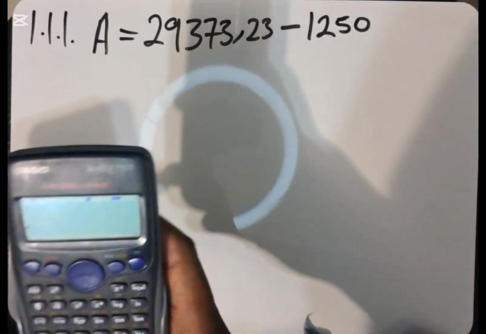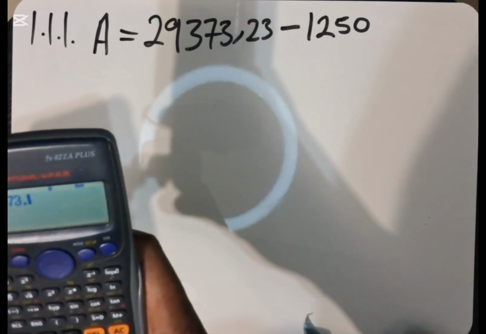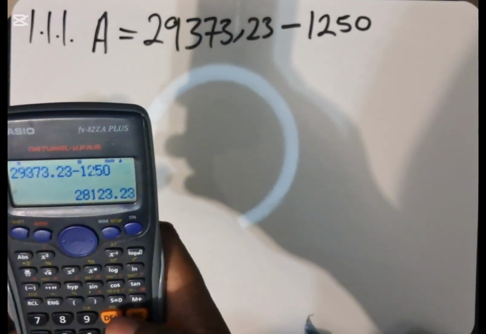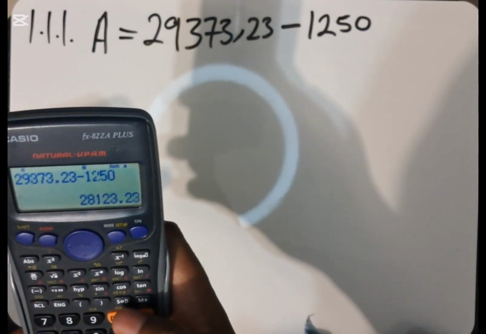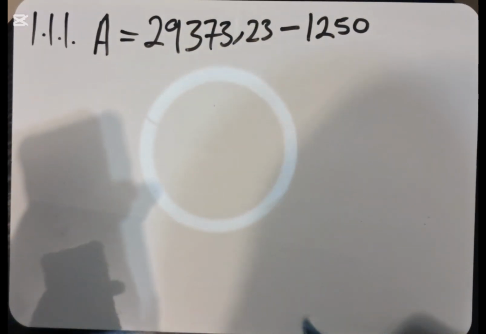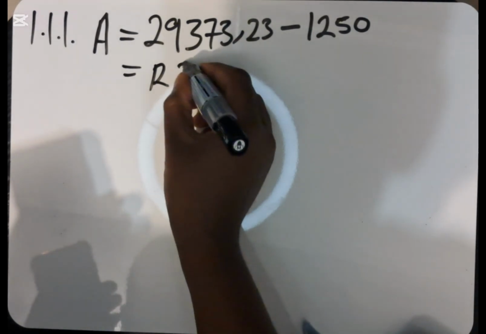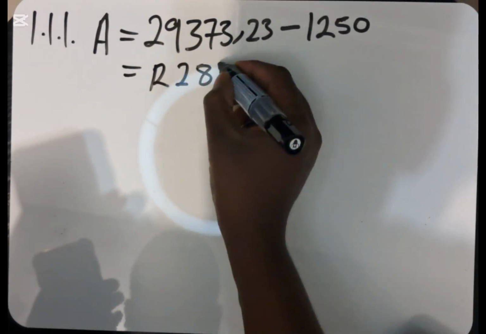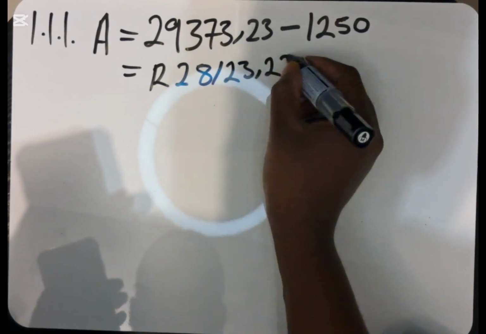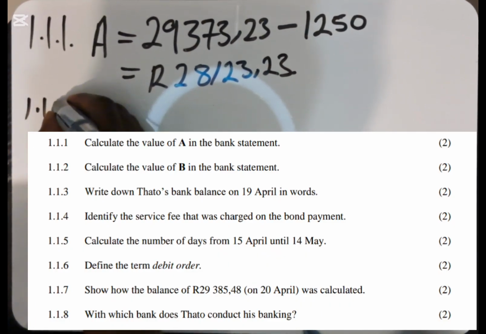We are going to say 29,373 and 23 cents minus 1,250. We found that the value of A is going to be 28,123 and 23 cents. A here is 28,123 and 23 cents. Moving right along to 1.1.2.